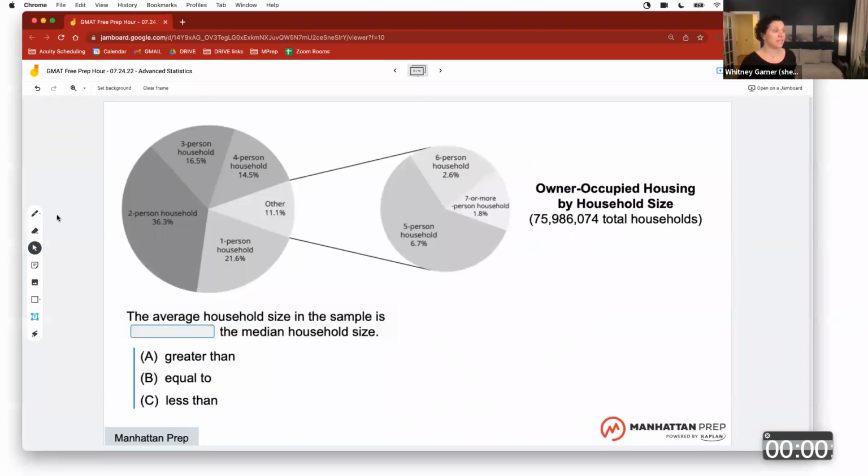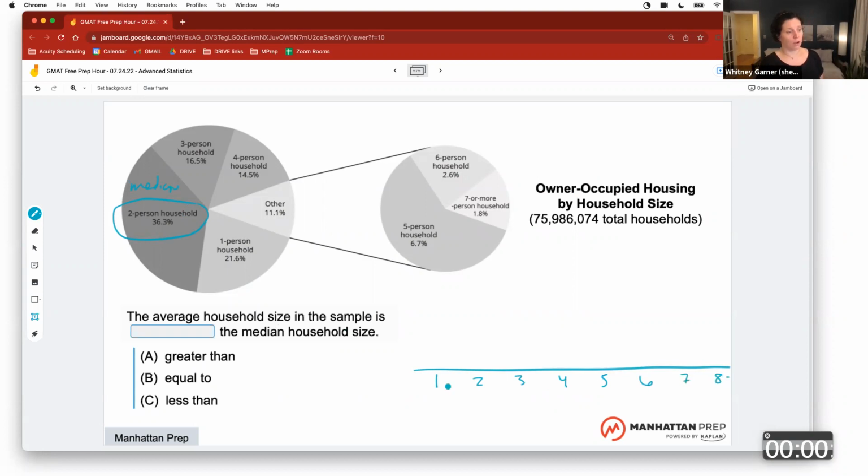Well, I know that the median is a 2-person household. That's my median. If I look, I have at 1, right? So if I started to look at my people, I got 1, 2, 3, 4, 5, 6, 7, 8, on and on. I have 21% of people out here.